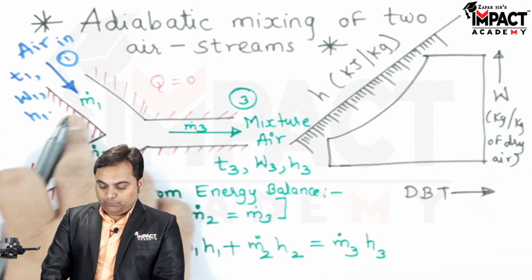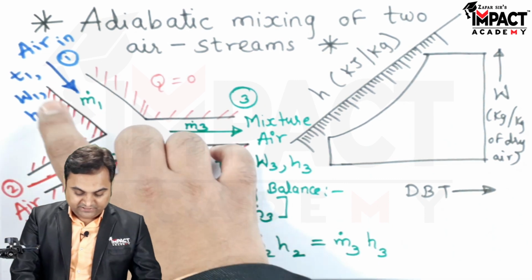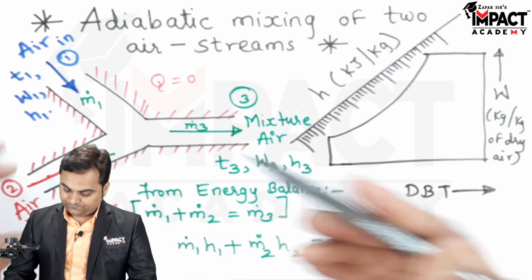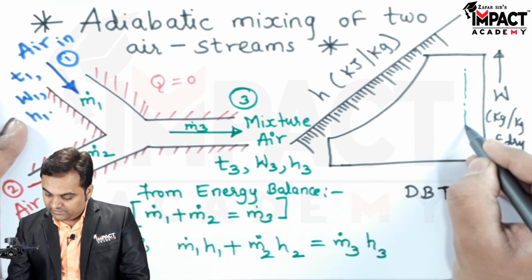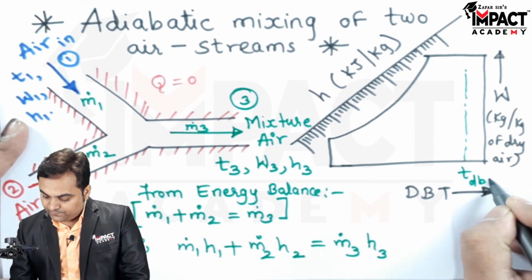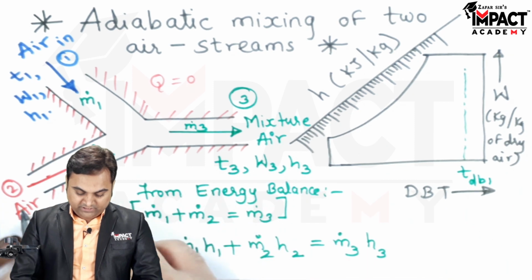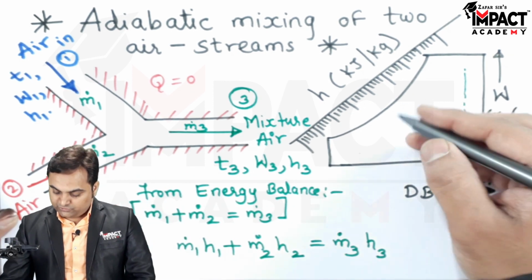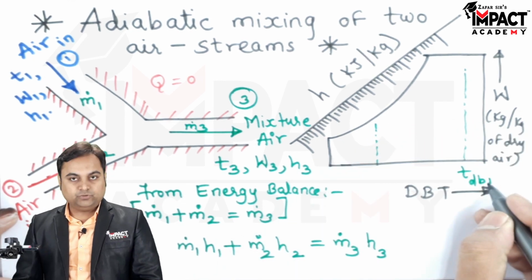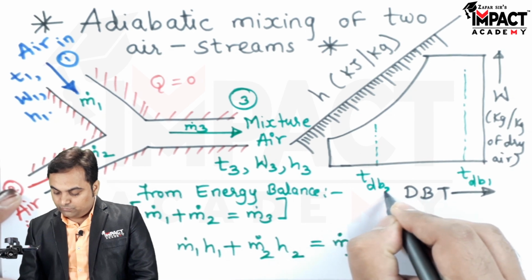And now, how to plot this process over here? Suppose the air which is entering is at a higher temperature, and for that, plotting a vertical line showing dry bulb temperature of air 1. Then after that, the air which is entering at point 2, suppose it is having a dry bulb temperature which is much lower compared to dry bulb temperature of air 1. So here we have TdB2.